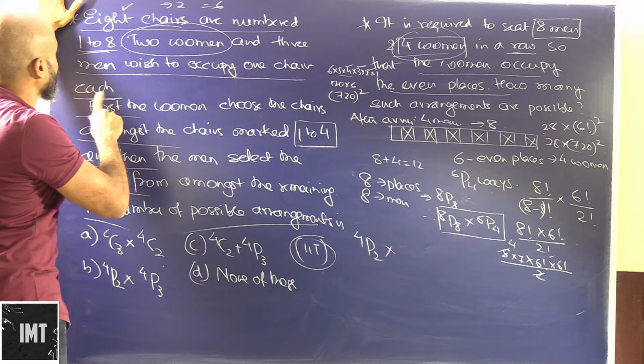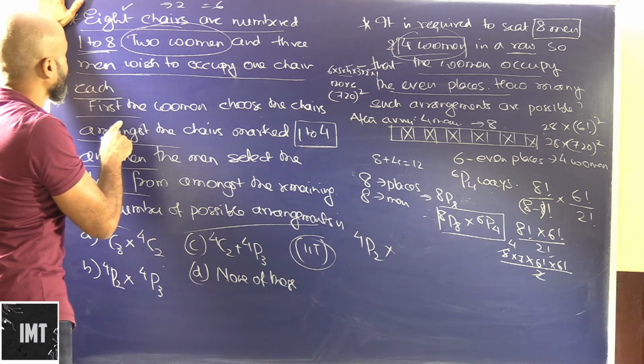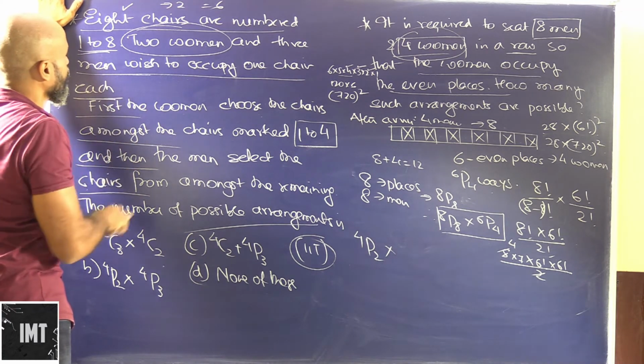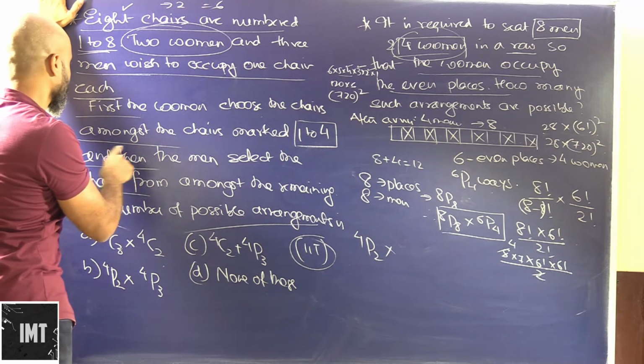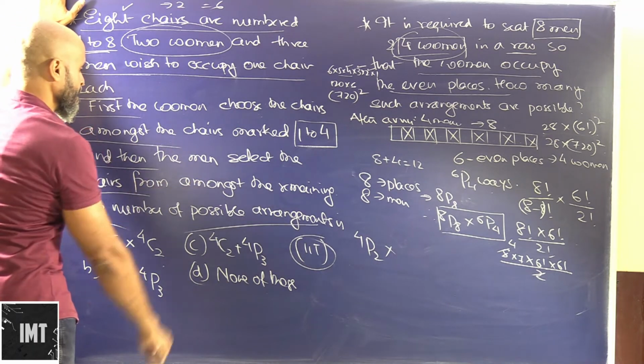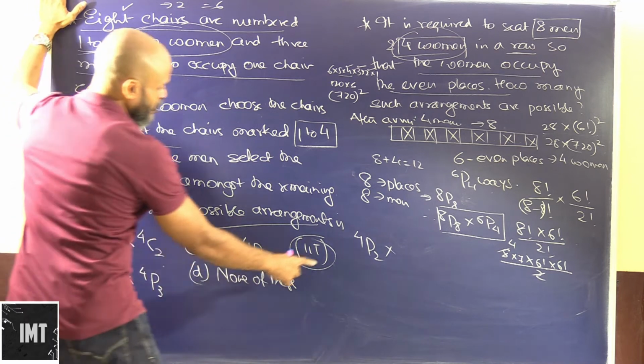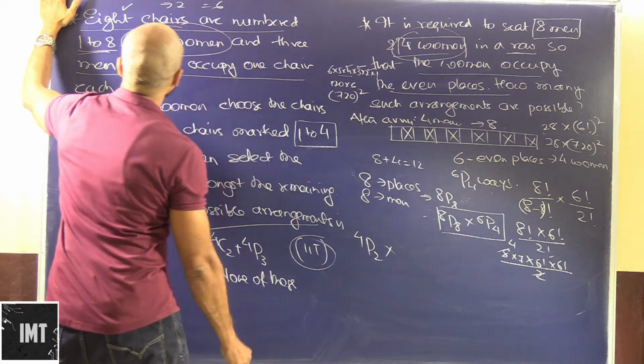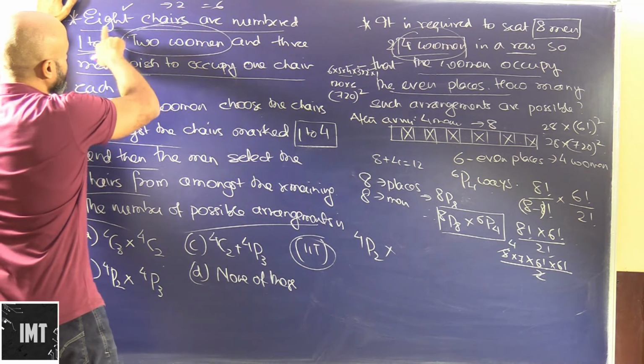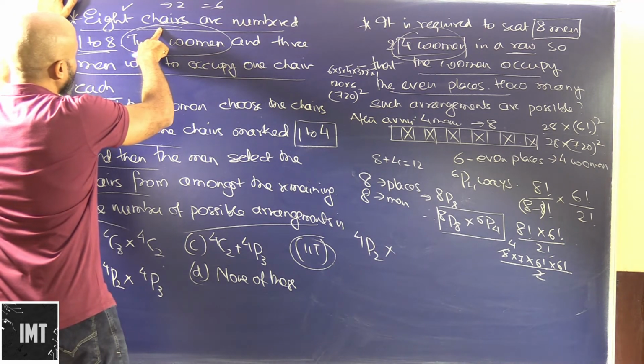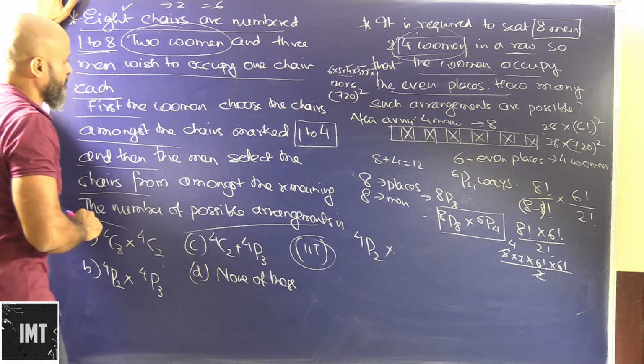8 chairs are numbered from 1 to 8. 2 women and 3 men wish to occupy 1 chair each. First, the women choose the chairs amongst the chairs marked, and then the men select. Okay, so basically 2 chairs have already been selected. So how many chairs are remaining now? The 8 chairs, out of which 2 have already been selected. So we are left with 6.